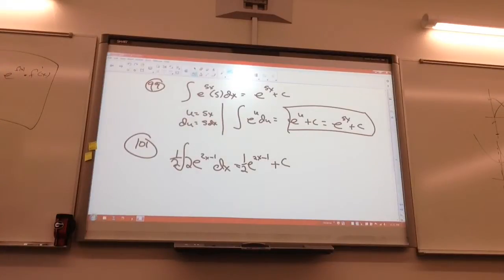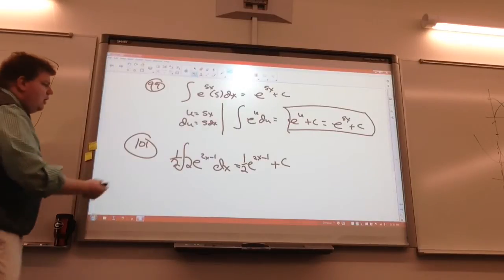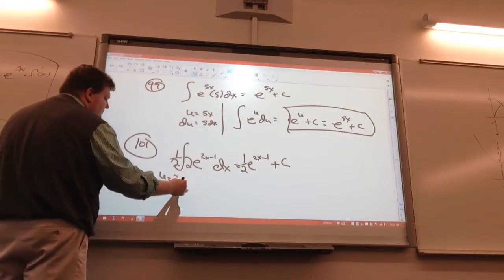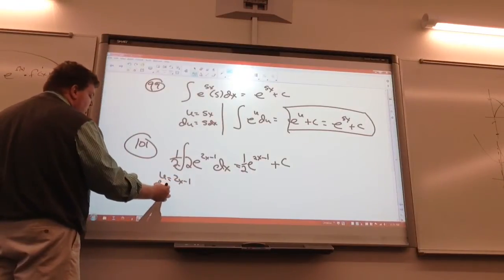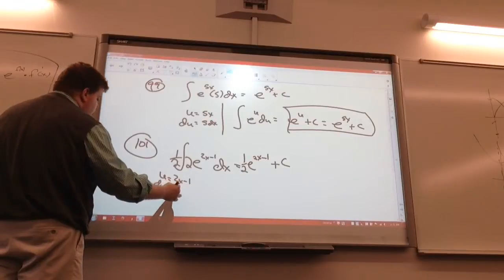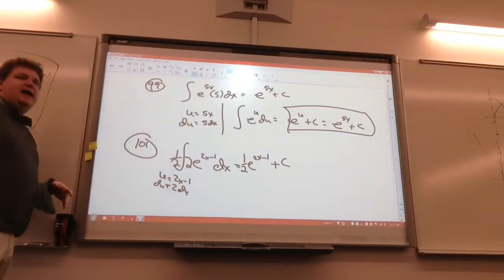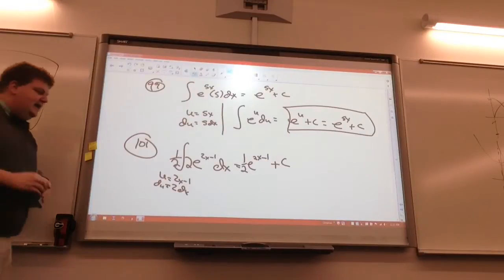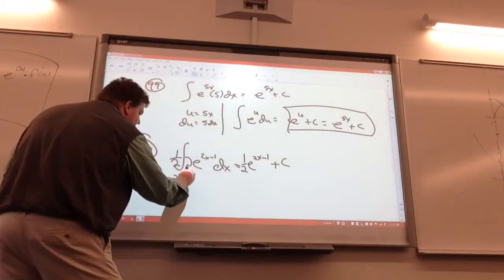Guys, what's going on there? How it actually works is we're doing a u substitution. U would be 2x minus 1, so du is 2 dx. And that's why we had to have a 2 in there, which means we had to put a 1/2 on the outside. He added the 2, yes.